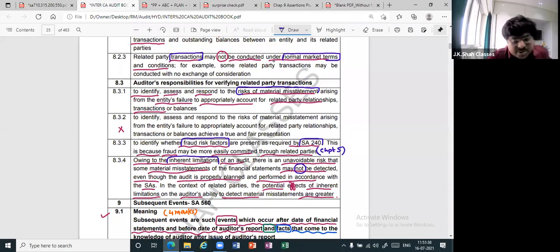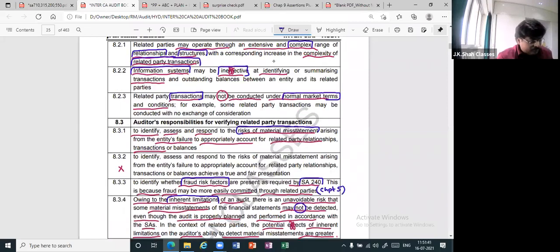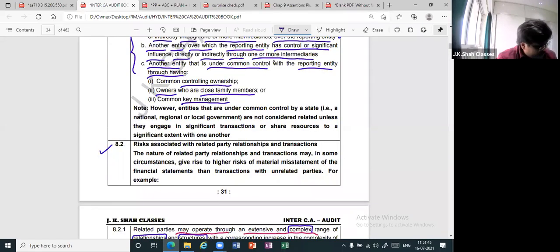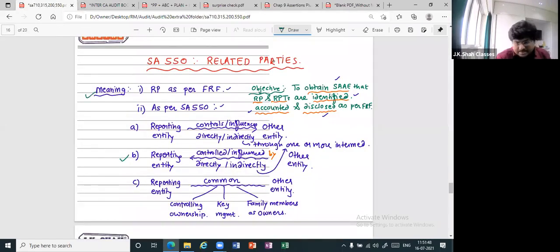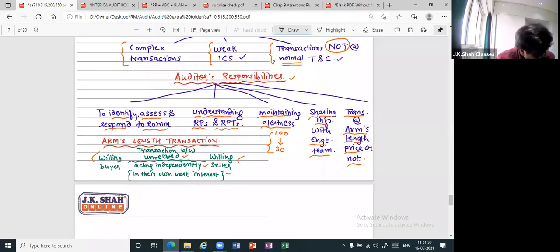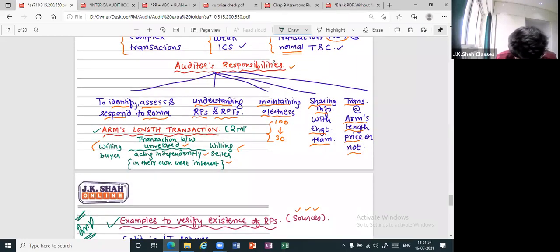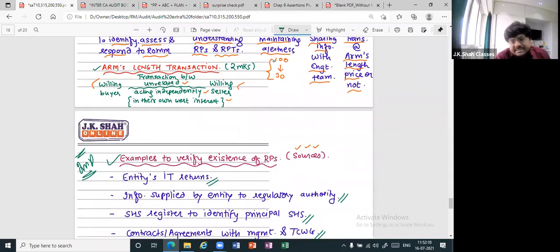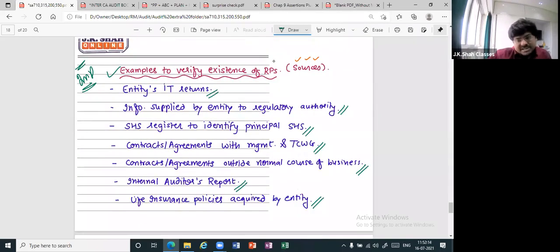That was finished. Next is subsequent events, which is already done. Manageable, yeah. If you ask me what can get asked in this particular standard, firstly, the meaning. This is important. Examination, I already told you. Secondly, arm's length transaction. This is asked in the exam for 2 marks. So you'll have to write: arm's length transaction is a transaction between a willing buyer and a willing seller who are unrelated, acting independently in their own best interest. And lastly, examples of verification of existence of RPs, that is, the sources from which you can identify RPs. 3 questions are basically possible from this standard.